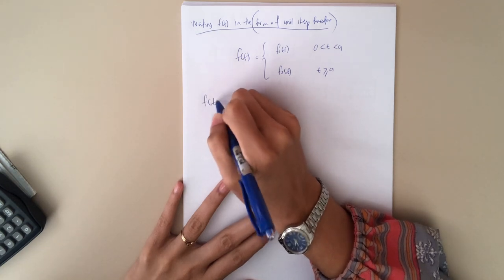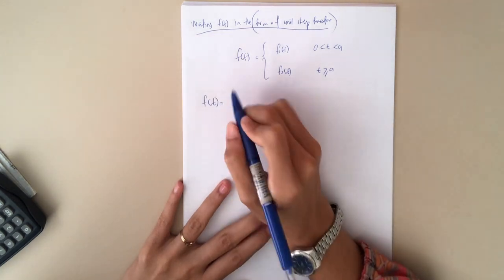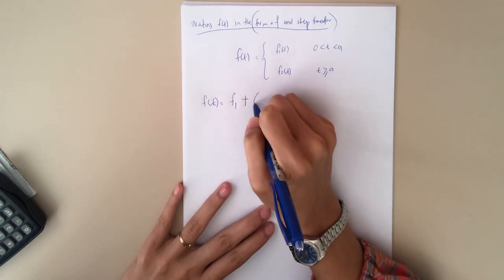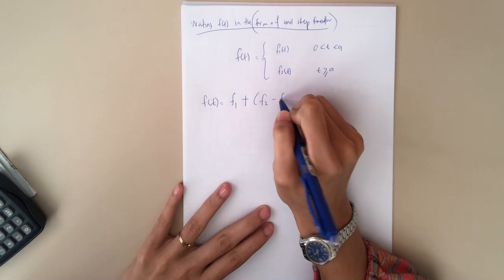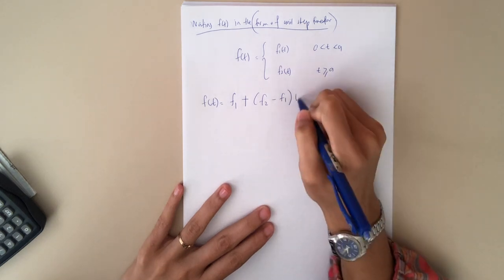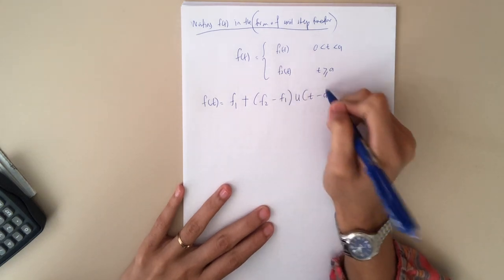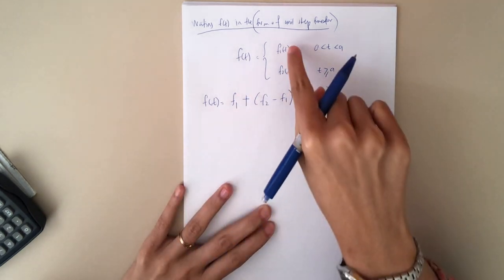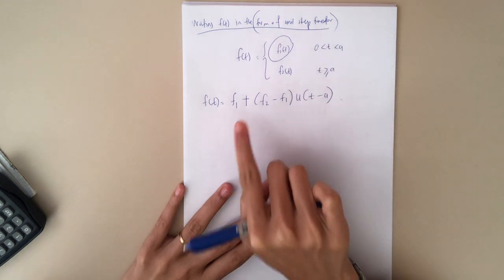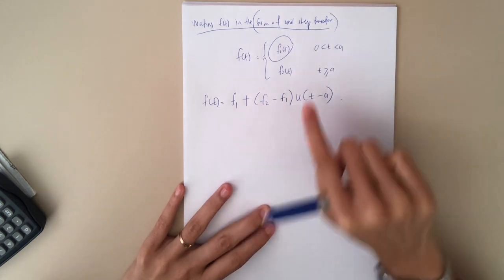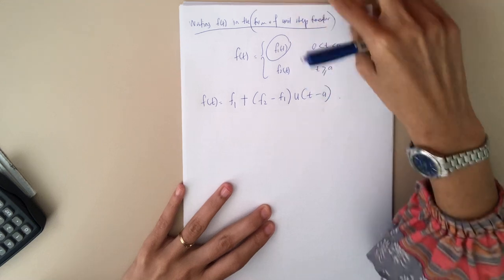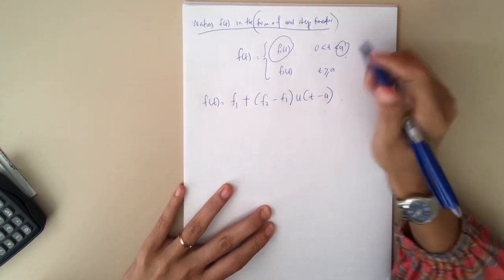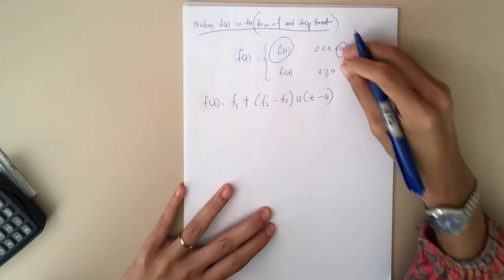So this is how we write. We write f1 first, and then plus (f2 minus f1) times u(t minus a). You can see here we have f1 plus f2 minus f1, times u(t minus a), so it depends on this number. This is if you have two functions.